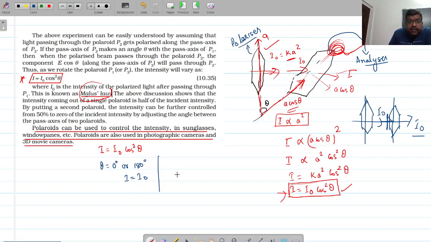Now if theta is equal to 90 degree, then this analyzer will not allow the light to pass through. Intensity will be 0 because the vibrations are perpendicular to the pass axis of this analyzer. So in that case, I will be equal to 0. One more thing.